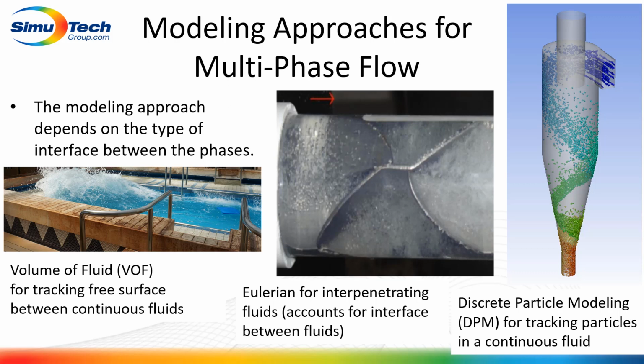The modeling approach for multiphase flow depends on the type of interface between the phases. For example, the volume of fluid model is used for tracking the free surface between continuous fluids, such as waves in a pool or sloshing of a drink. The Eulerian model handles interpenetrating fluids and accounts for the interfacial area between the fluids. The discrete particle modeling is used for tracking particles in a continuous phase.